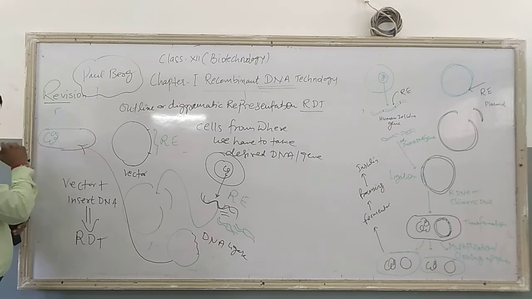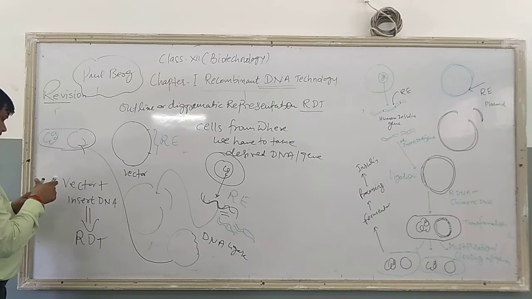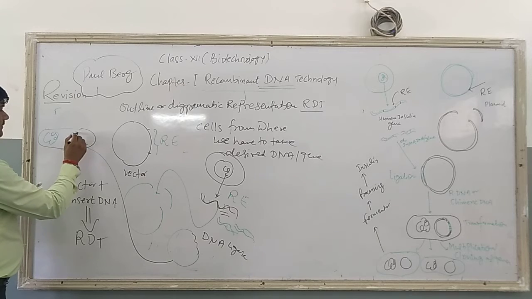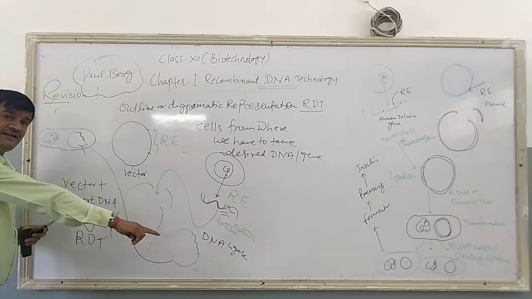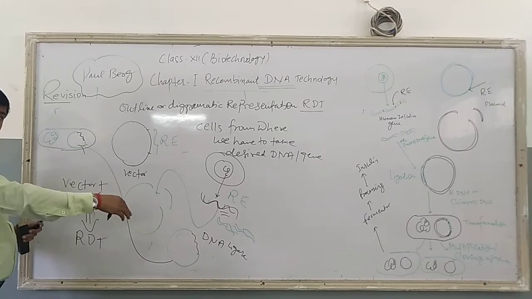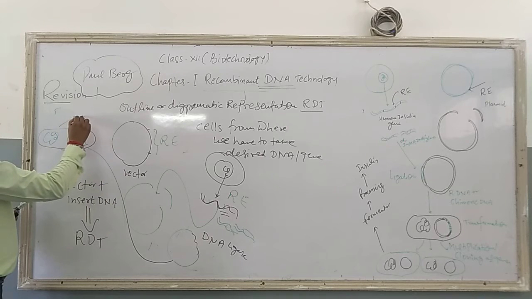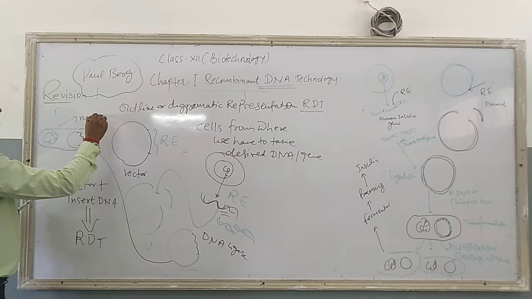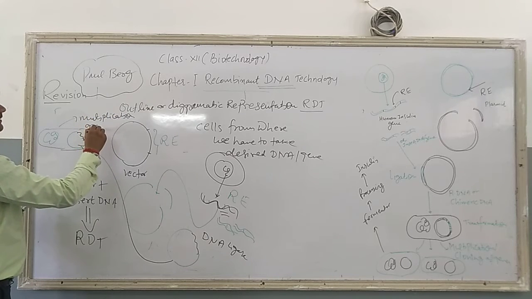So the genetic material is here. Now this is recombinant DNA or chimeric DNA, chimera DNA. A new product, a new combinant form, is added here. Now it will multiply. That is multiplication or cell division.